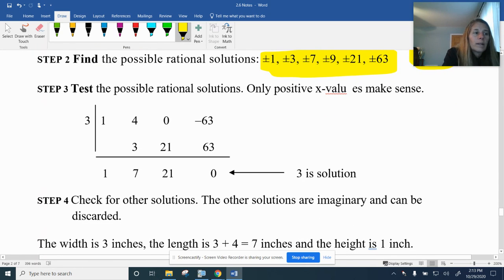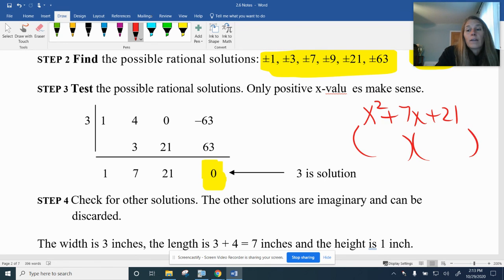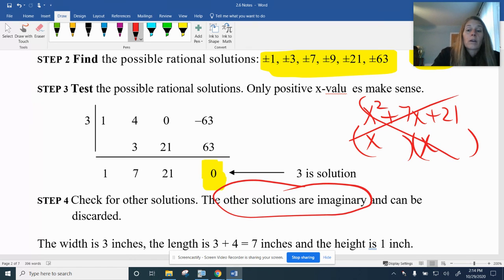So I had the 1, 4, 0 because there was no x, and then negative 63. Do the synthetic. We get that remainder of 0 there. Now we can look at this remaining piece. This would be x squared plus 7x plus 21. But if you try to factor it, you'll notice there are no numbers that multiply to 21 that add up to 7. So that tells you the other solutions are imaginary.